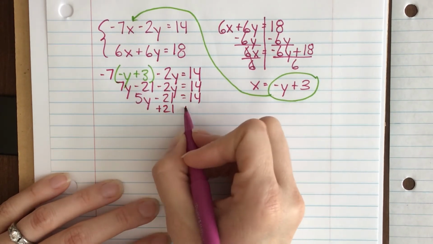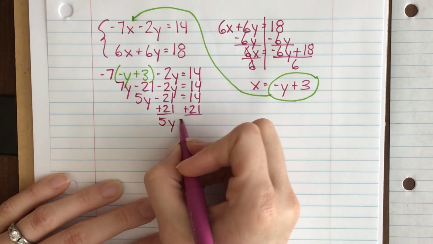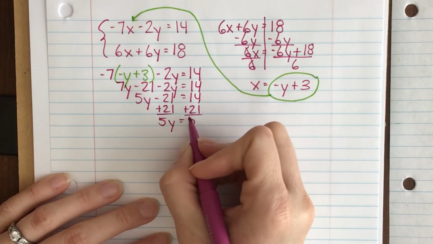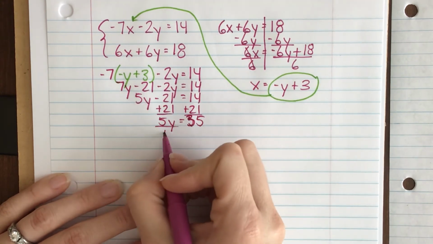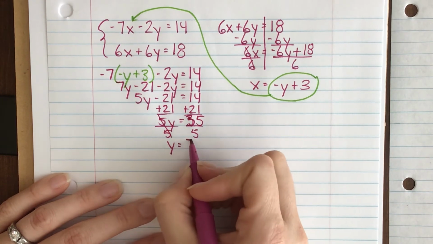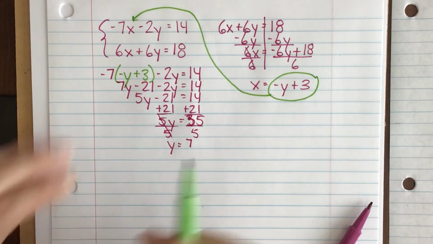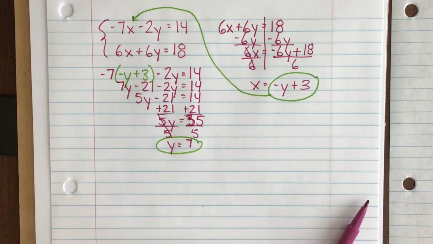I'm going to add 21 to both sides. I get that 5y is equal to 35. And I'll divide both sides by 5, and I get that y is equal to 7. All right, you have one super valuable piece of information. We know that y is 7.